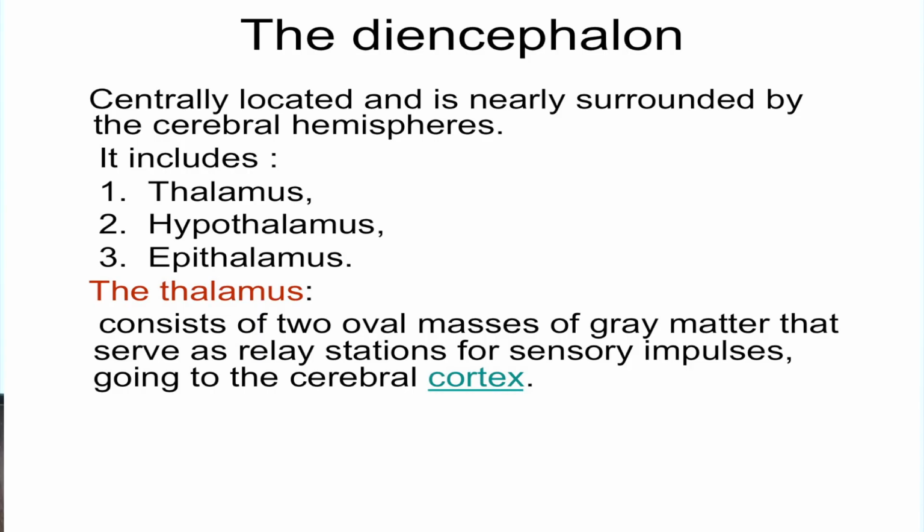Coming to the hindbrain, it consists of three parts: cerebellum, pons varolii, and medulla oblongata. The pons varolii is responsible for reflex actions. The medulla oblongata is responsible for respiratory purposes and controls the movements of the heart rate.